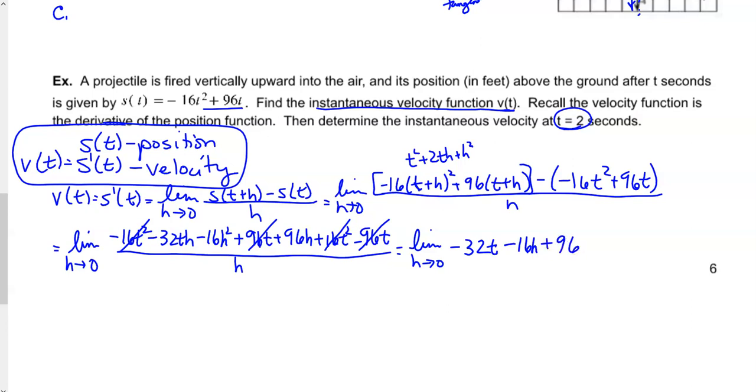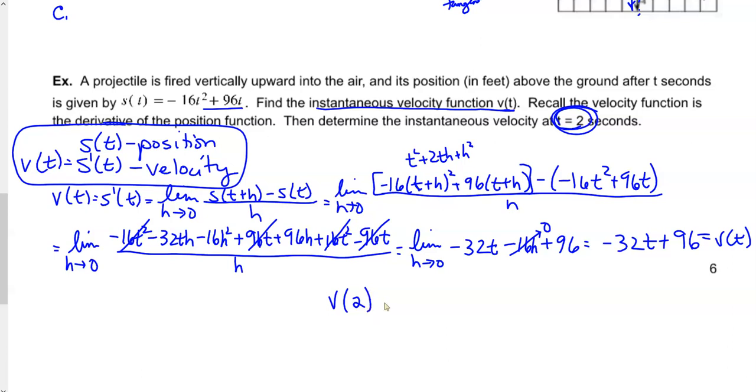So that takes a lot of Algebra 2 stuff to get through there. Now I'm going to let h be 0, so that's going to go away. And so my function is negative 32t plus 96. That is the velocity function at any time t on that position function for that projectile. So that is v of t. But I don't want just v of t. I want the instantaneous velocity when t equals 2. So I really want to know what v of 2 is.